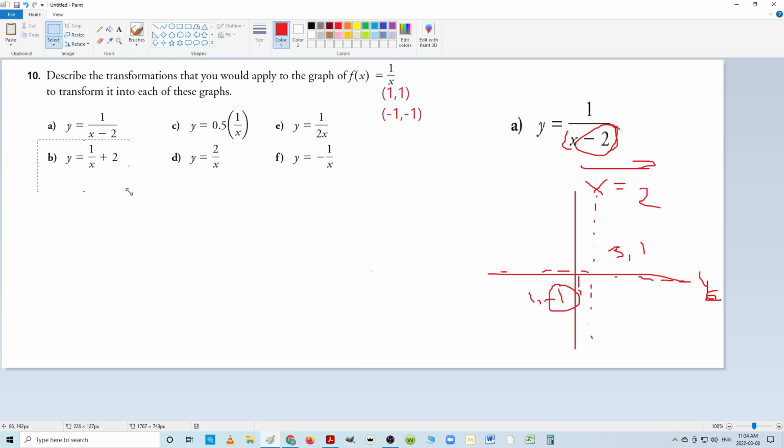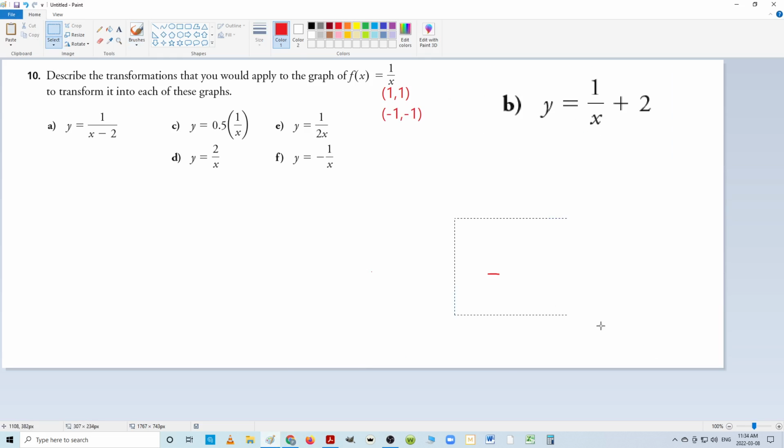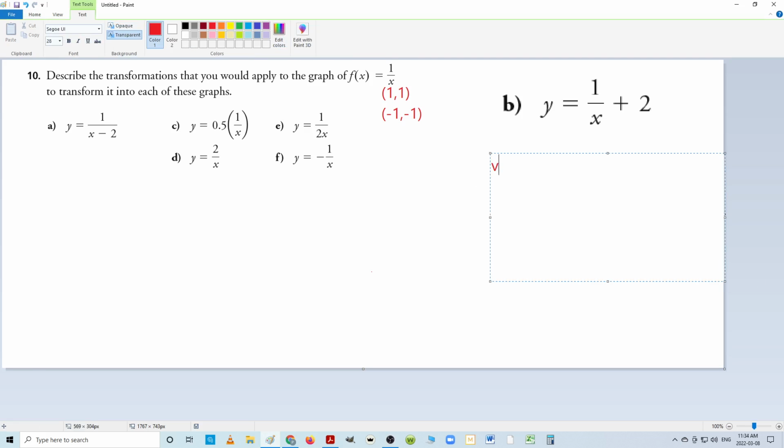What about this one? Well, this one has no x transformations. It just has a y transformation. And the y transformation is vertical translation up by 2. So that means you take all your y values and you just add 2 to them. And you take your horizontal asymptote and you add 2 to it, and the vertical asymptote will stay the same. So that'll be the main points.